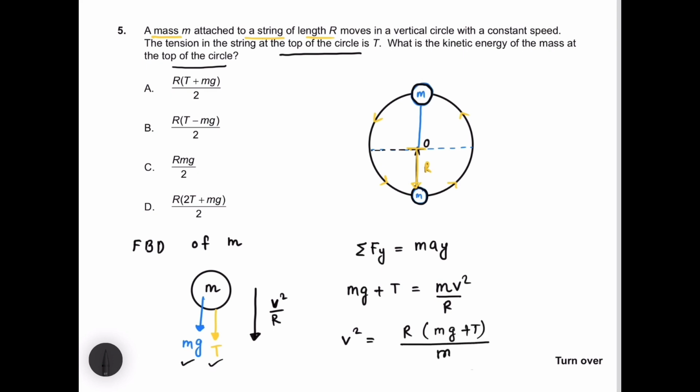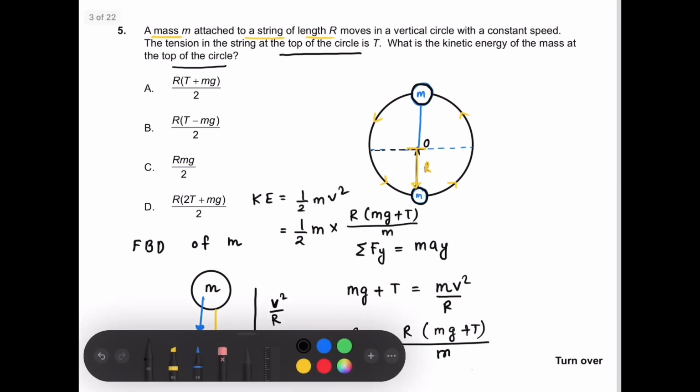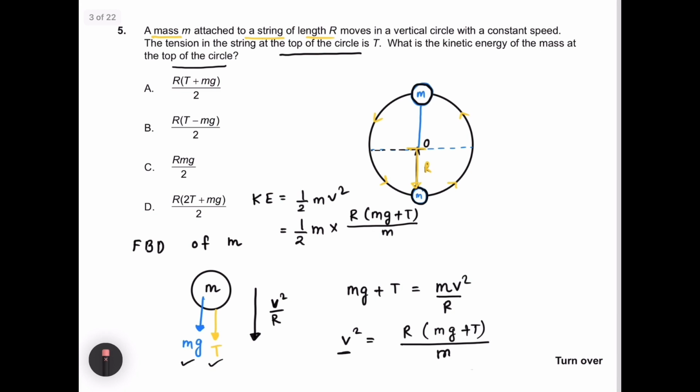Now, what we need is kinetic energy, and we know that kinetic energy is equal to half mv square, right? So we found out v square to be this. So just substitute over here half m, and what is v square? r times (mg plus T) divided by m, right? Divided by m. So let me just rub this out over here. It's getting messy. So the m gets cut, and this will be r times (mg plus T) divided by 2. So that means the answer will be option number A.